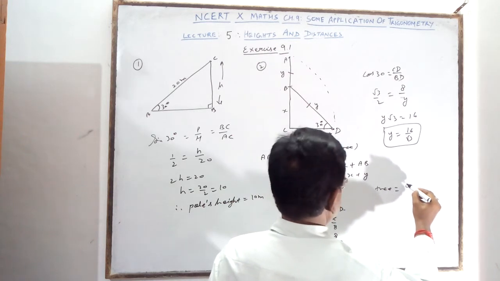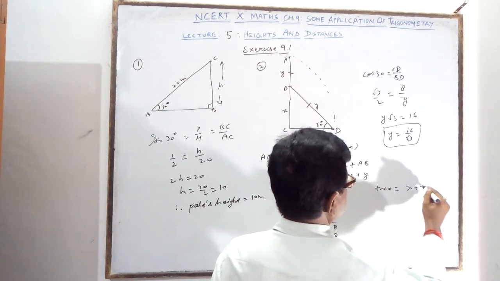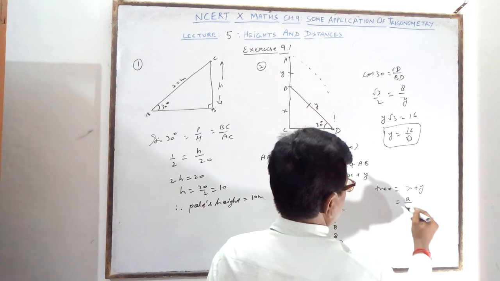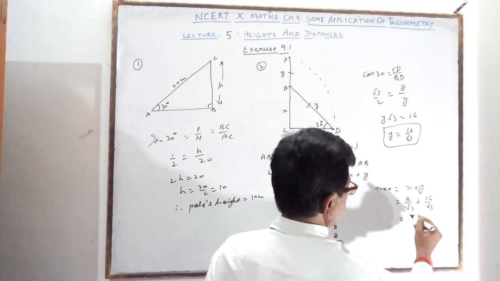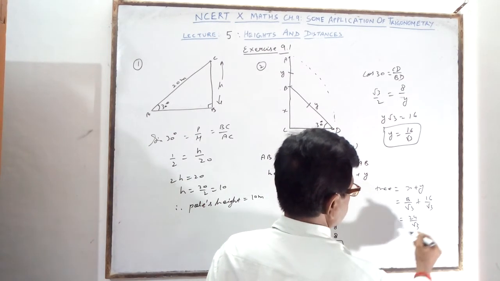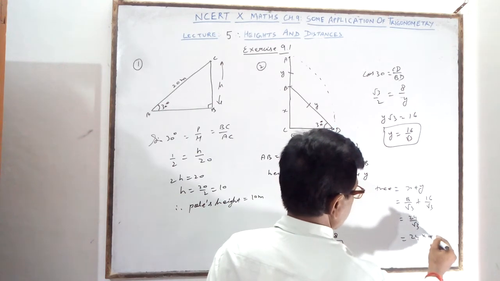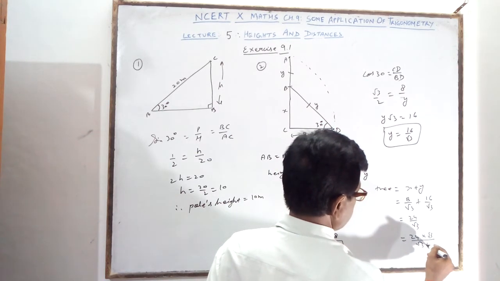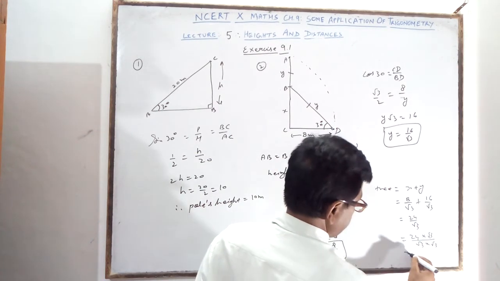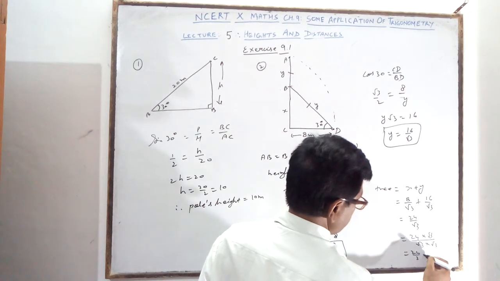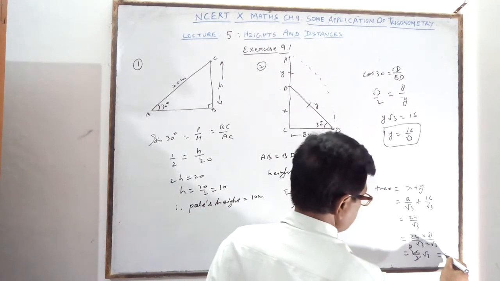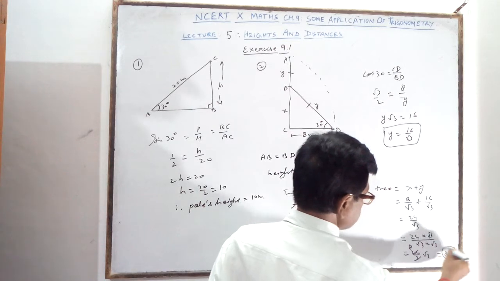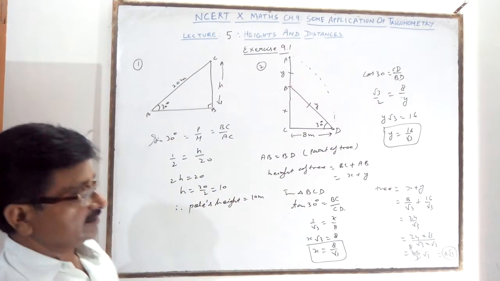x plus y, that is 8 upon root 3 plus 16 upon root 3, which will be 24 upon root 3. Rationalize it: 24 root 3 upon root 3 into root 3. You will get 24 by 3 root 3. 3 8s are 24. So 8 root 3 meter is the height of the tree.